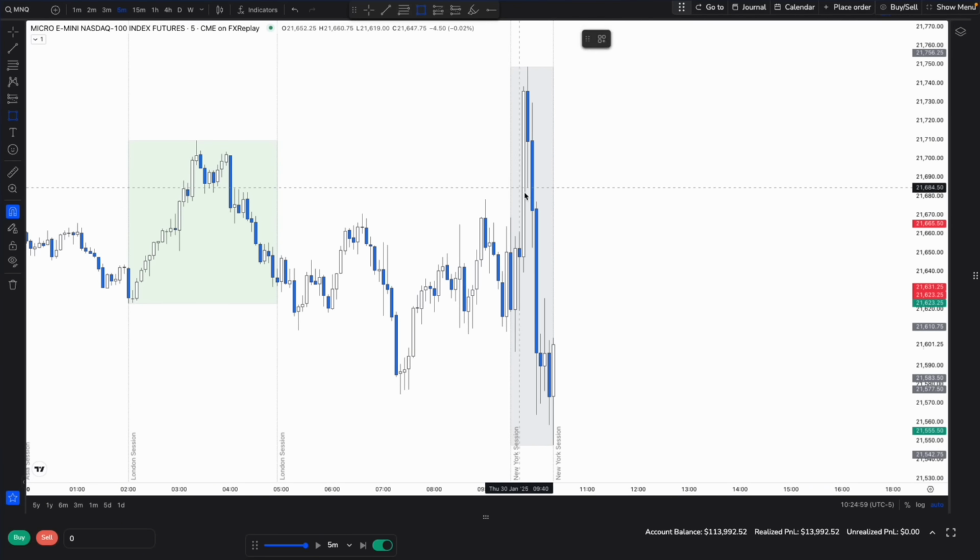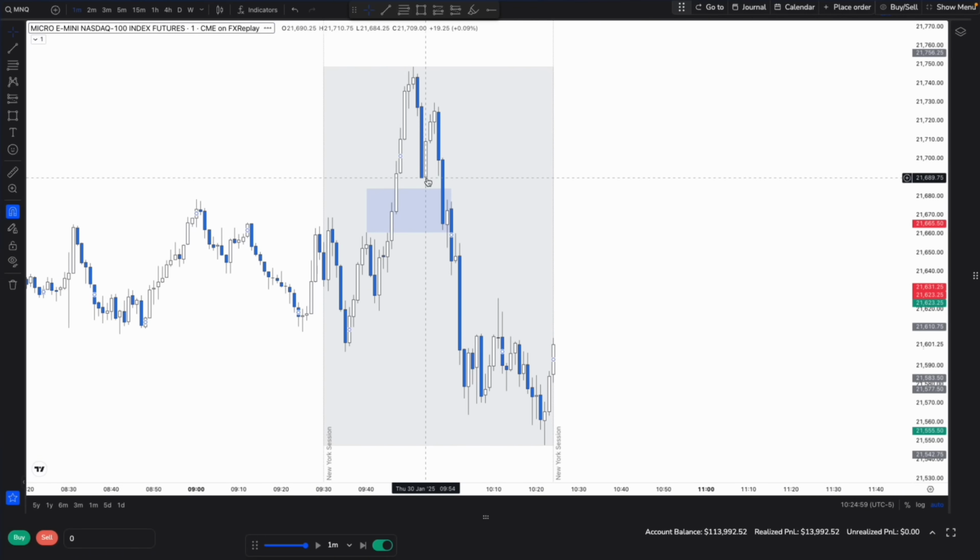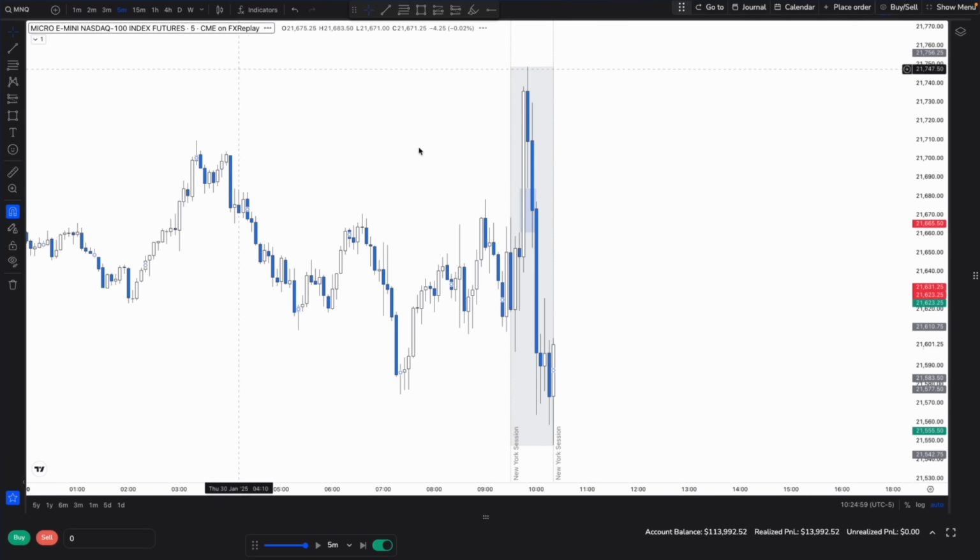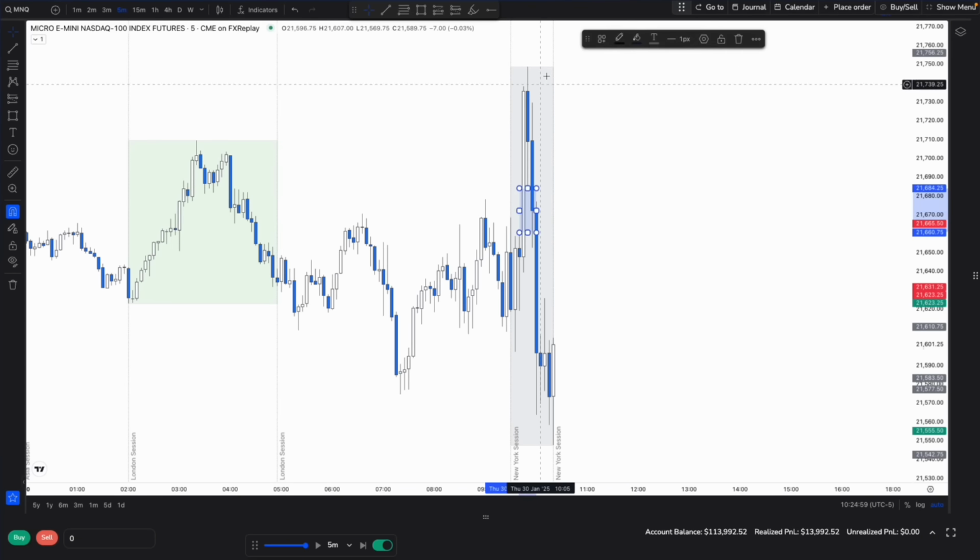Let me just draw this out. So the fair value gap was there. Obviously it doesn't trade into it here. That was what was creating the fair value gap, and then no inversion. So no trade in terms of longs after that initial price action.